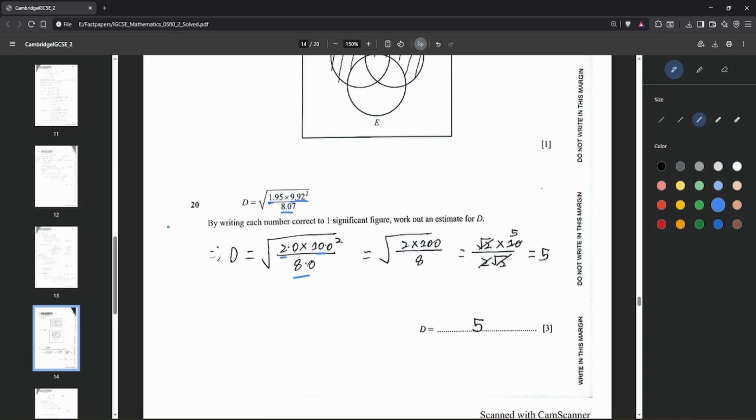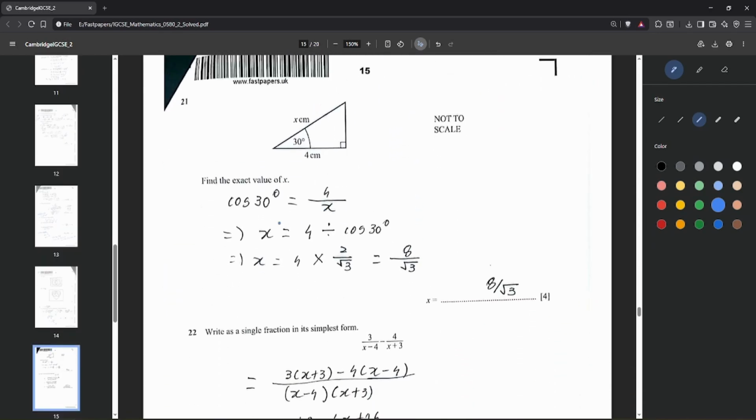So let's try this. 2 times 100 divided by 8. So then we can do this. If we break down the 8, we have 100 divided by 4, and these are both square numbers, so this becomes 10 by 2, which is equal to 5.